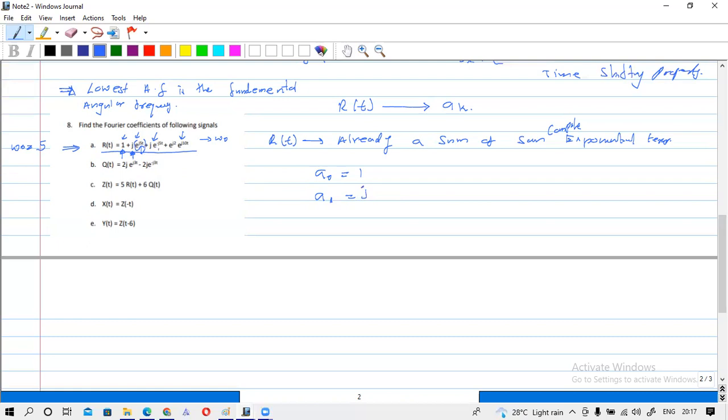In the same manner, if you consider this component, here it is minus 5. Minus 5 means minus 1 times 5t, where 5 is omega naught. So k is equal to minus 1.